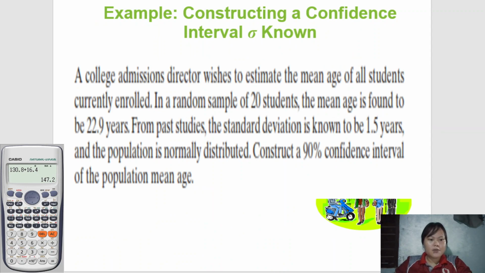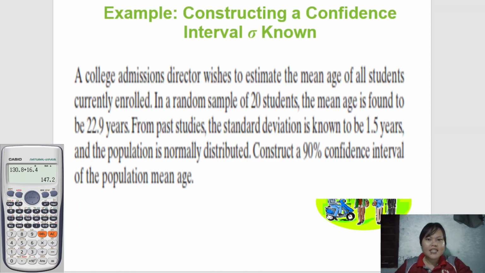Next is this problem. Supposing we have here a college admissions director wishes to estimate the mean age of all students currently enrolled. In a random sample of 20 students, the mean age is found to be 22.9 years. From the past studies, the standard deviation is known to be 1.5 years. The population is normally distributed. Construct a 90% confidence interval of the population mean age. So, confidence interval daw ang gagawin natin.